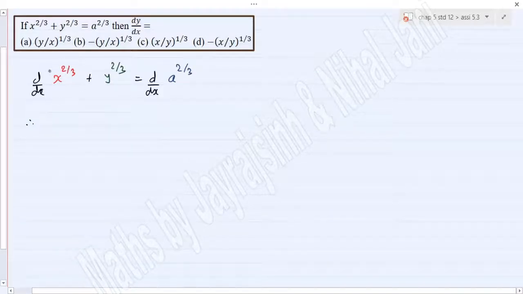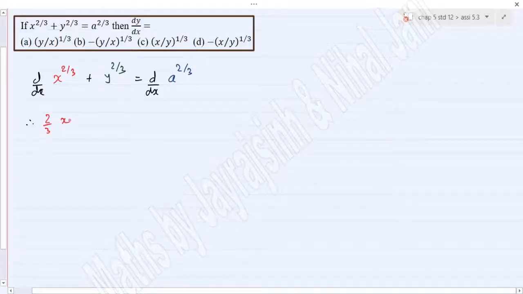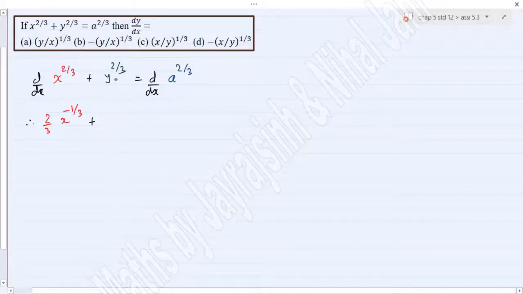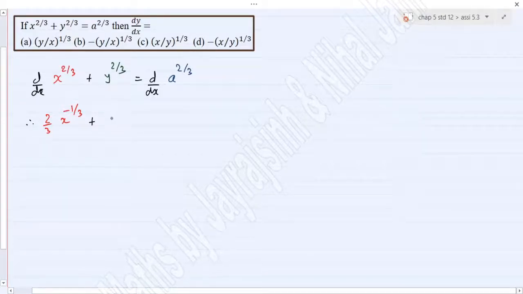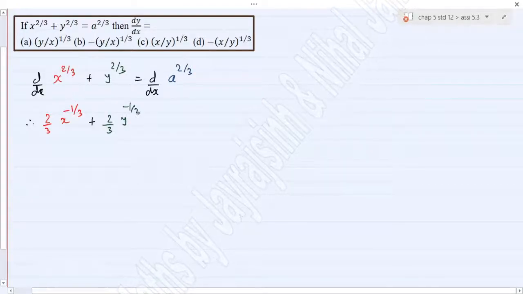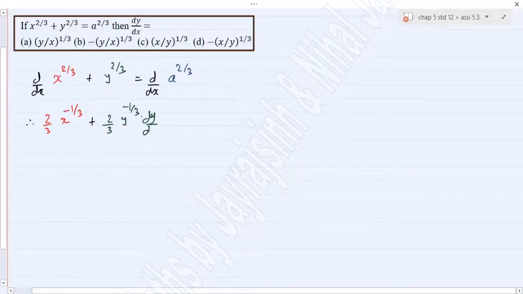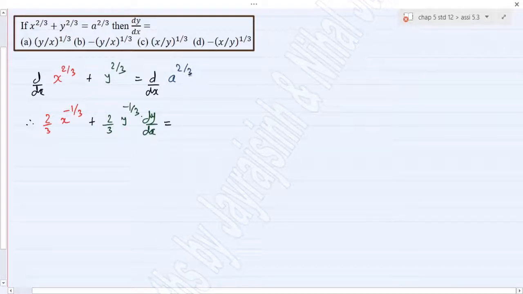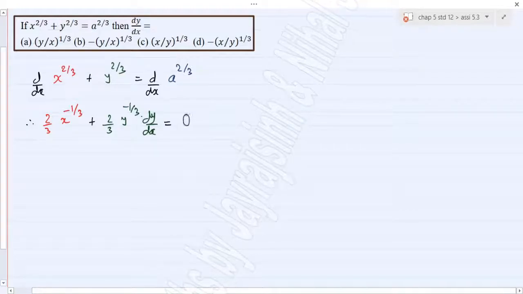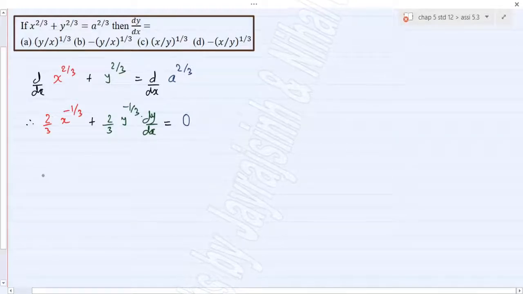So differentiation of x raised to 2/3 will be 2/3 into x raised to 2/3 minus 1, or we can say minus 1/3, plus differentiation of y raised to 2/3 will be 2/3 y raised to minus 1/3 dot dy by dx is equal to differentiation of a raised to 2/3, simply 0, because a is a constant term.